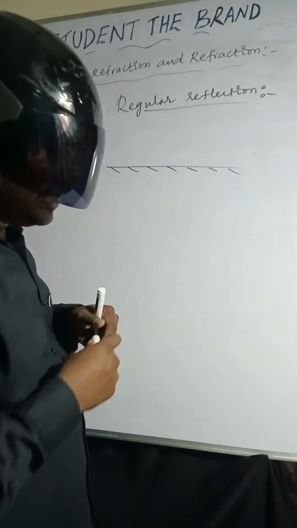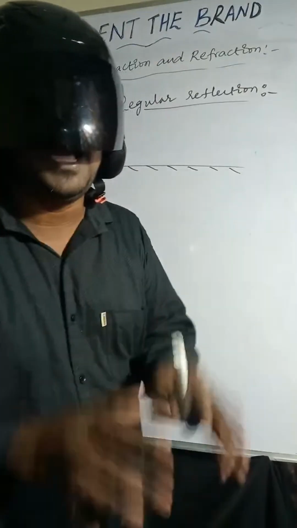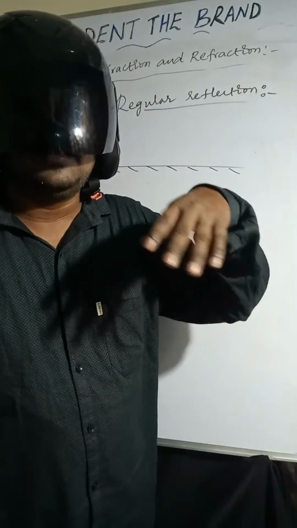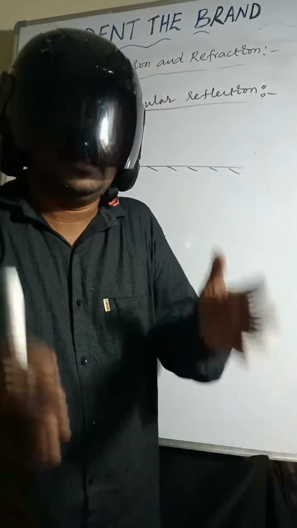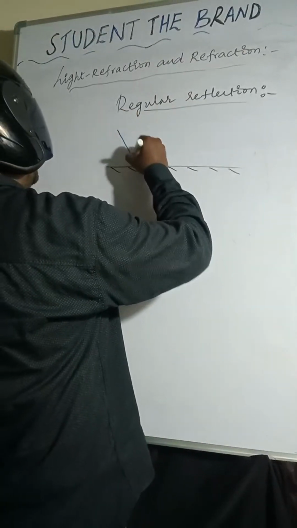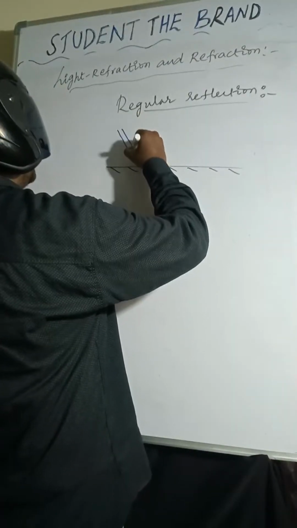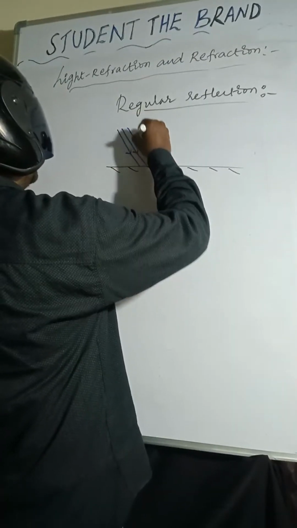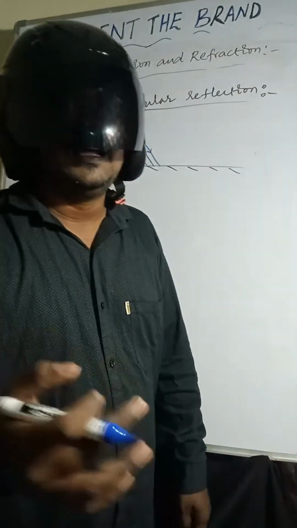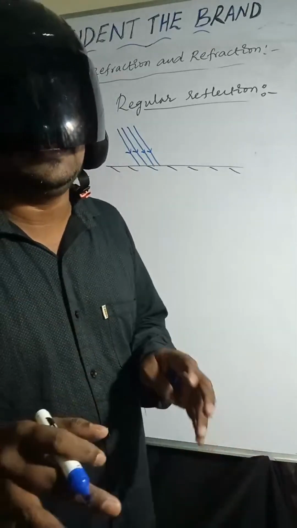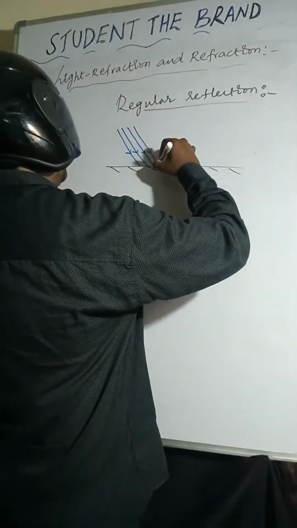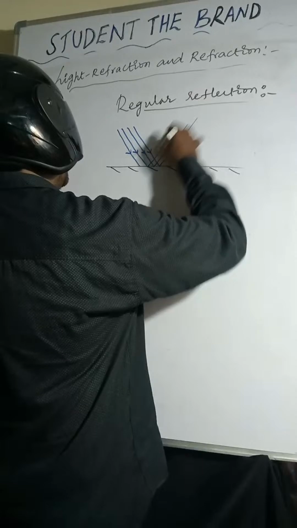Incident light rays are parallel, then reflected light rays are also parallel to each other. So this type of reflection is called regular reflection. Here, these are the incident light rays, and the reflected light rays are also parallel to each other.